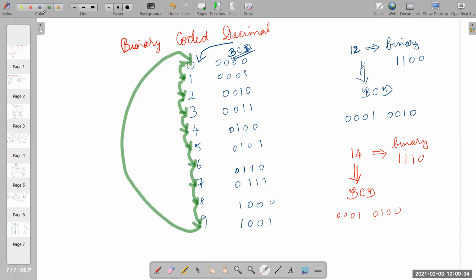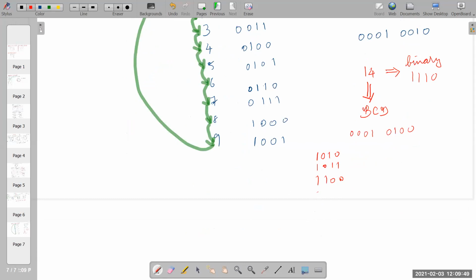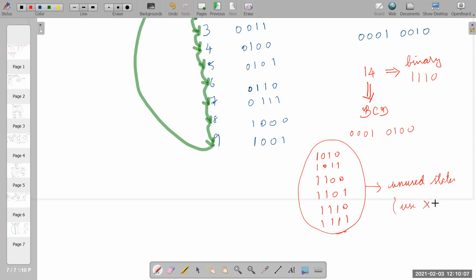I can write it separately. 1010 is not there. 11 is not there. 12 is not there. 13 is not there, 14 is not there, 15 is not there. These are unused states. For unused states, you can use the don't care X condition.